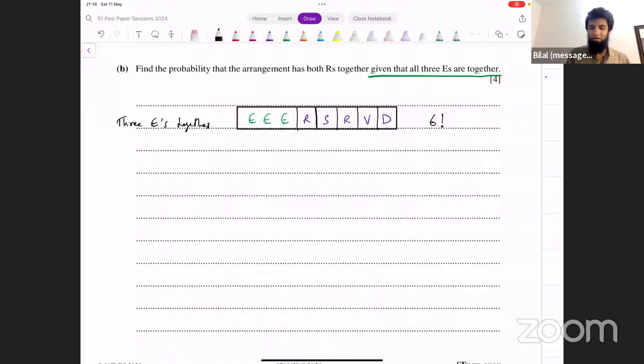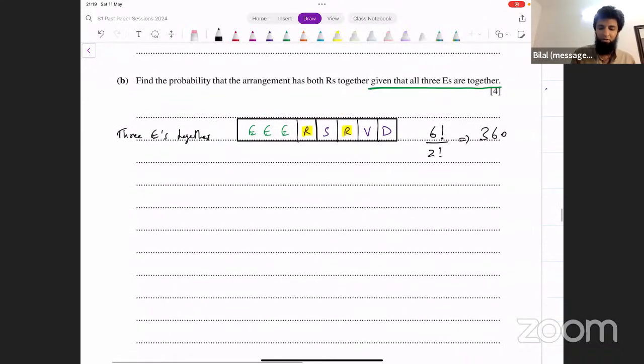But then you have 2 boxes that are identical, R and R. We have to divide by 2 factorial because of that, and that will give you the result for this. E's are all identical, so we don't have to arrange them. 6 factorial divided by 2 factorial, that's 360. These are the number of outcomes where the three E's are together. That is what is given. This will be the denominator in that probability.